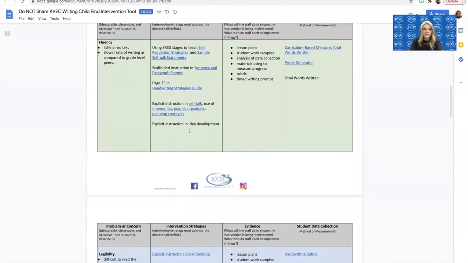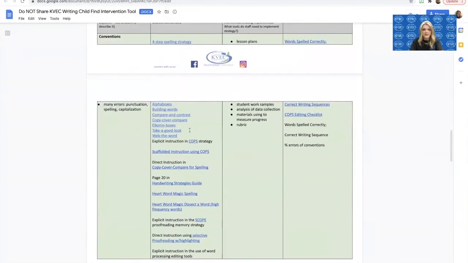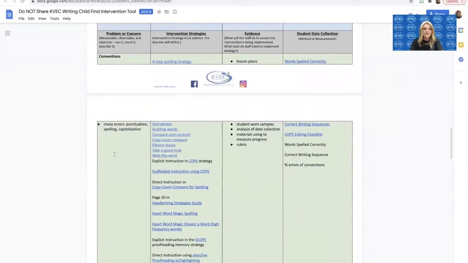So for example, let's go down and look at conventions. If a student is having a lot of punctuation, organization, or spelling errors, then it's going to be a convention issue. So let's look at some intervention strategies that may help with that. All the interventions listed here that are blue, those are all live links that you can click on, and it will take you directly to resources and activities that you can use with your students.